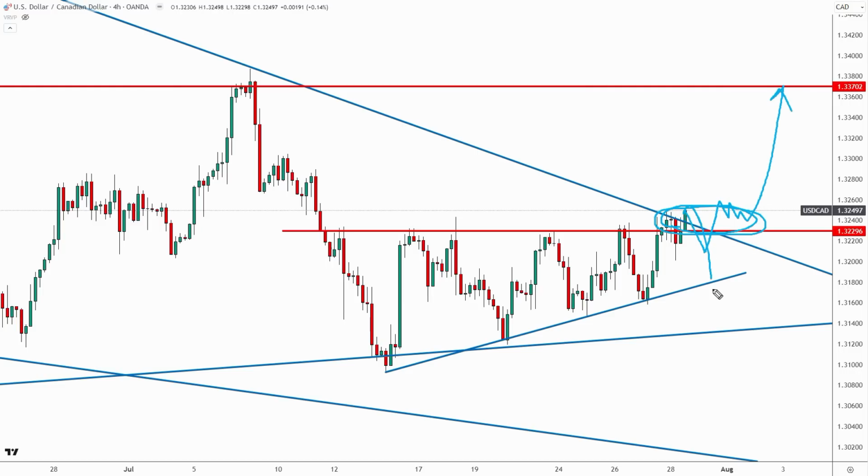Alternatively, if we see it rotate lower again and break this trend line here, then that would potentially show weakness and expose some lower levels.